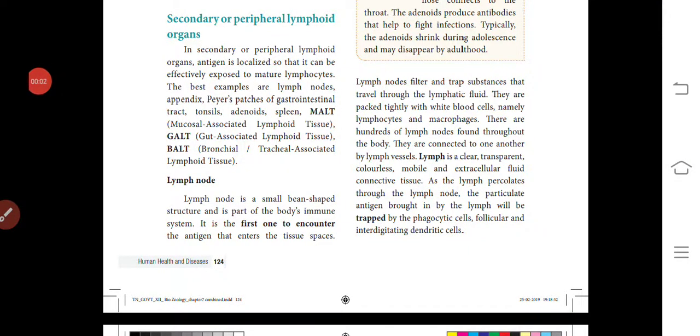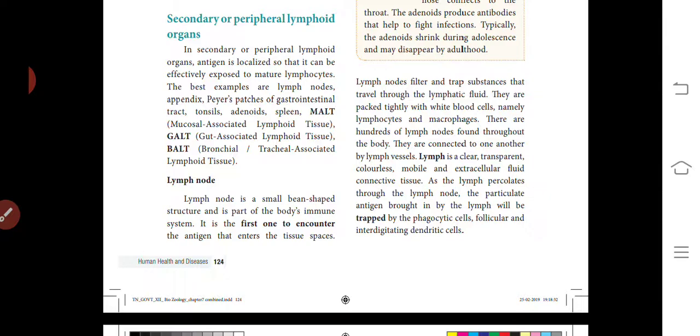Now we are discussing secondary or peripheral lymphoid organs. In secondary or peripheral lymphoid organs, antigen is localized so that it can be effectively exposed to mature lymphocytes. The best examples are lymph nodes, appendix, Peyer's patches of the gastrointestinal tract, tonsils, adenoids, and spleen.